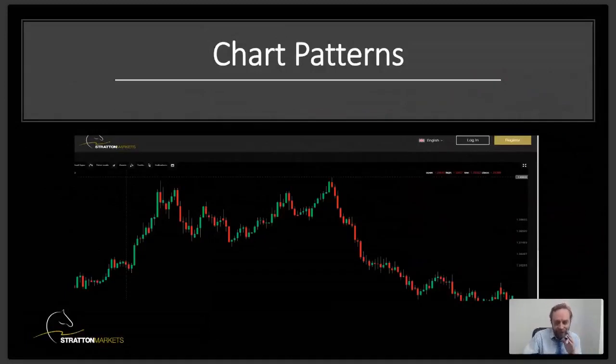So if we look a little bit closer, we can actually see a lot more than just that. So it's a case of identifying these patterns so we can see what these patterns are actually going to be showing us.